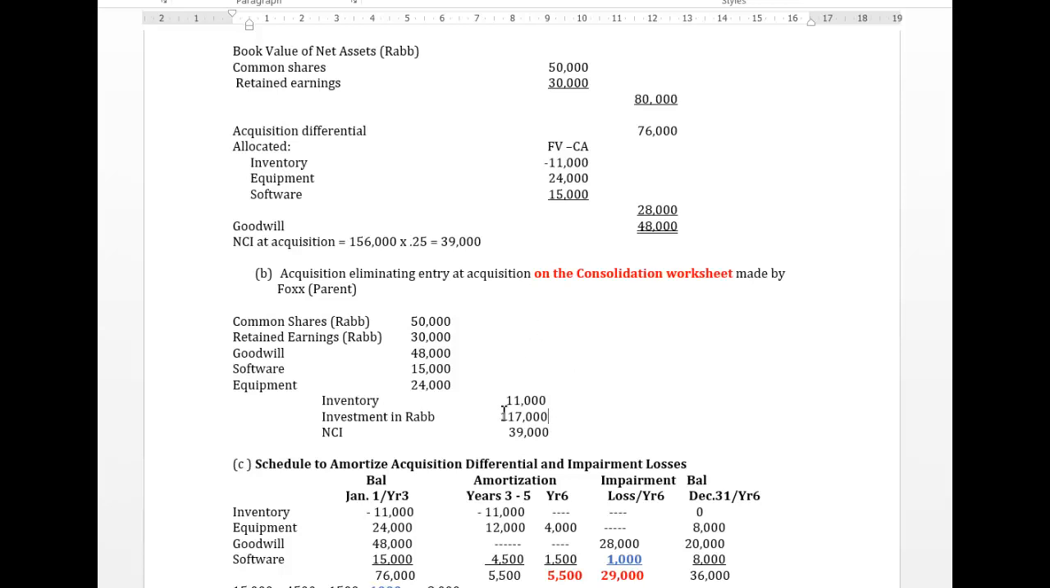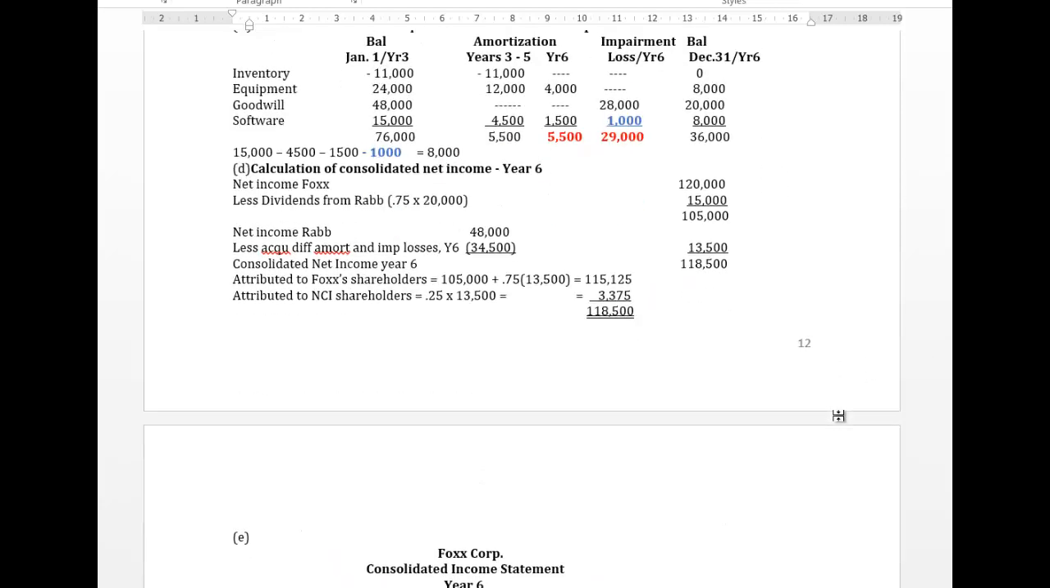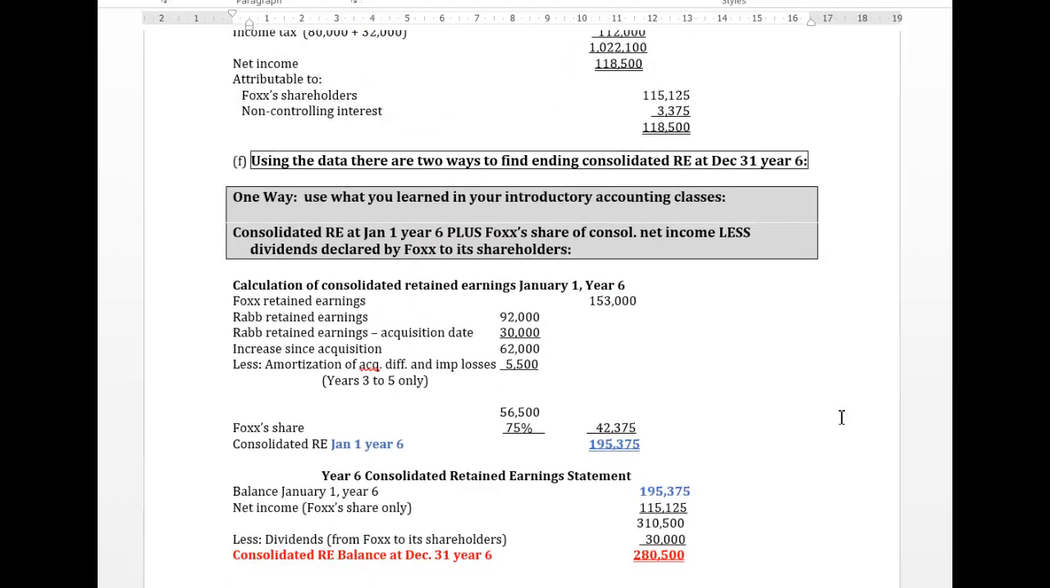Using the cost method, it will remain in the separate entity balance sheet of Foxx, right? As we showed you earlier. But again, in the consolidated balance sheet, it gets eliminated, right? When you take all your increments and decrements, your share of the NCI, all of that. So we don't have the investment account on the consolidated balance sheet.